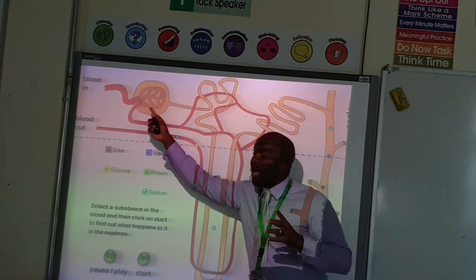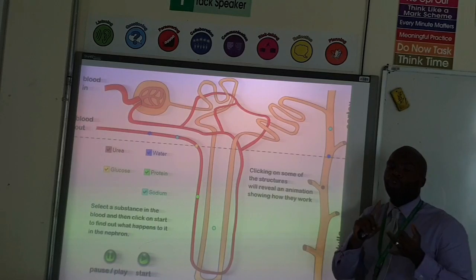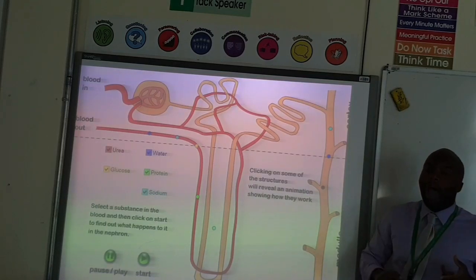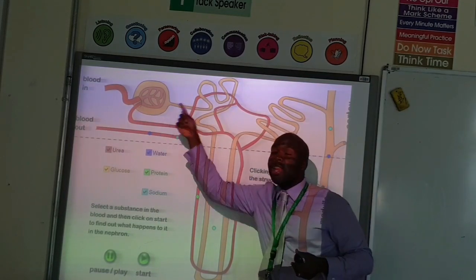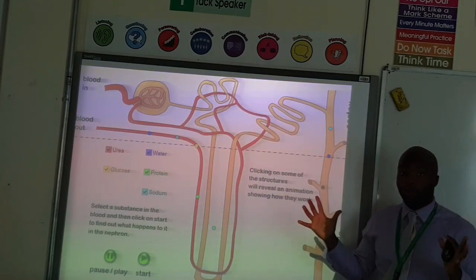As we said, blood, which contains water, urea, salts, and glucose, passes into the kidneys. This is just an overview to start with.